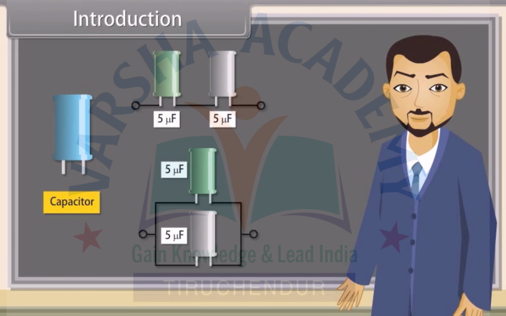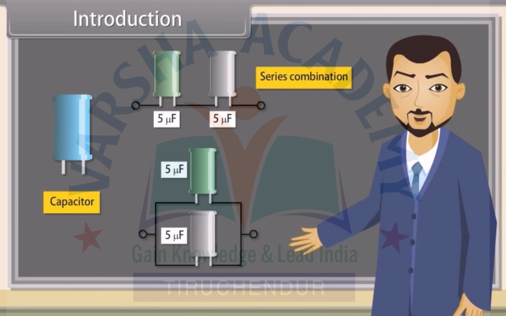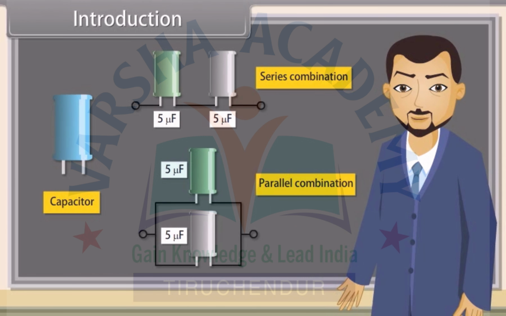Good question, Ajay. Let me tell you. In series combination, the reciprocal of the equivalent capacitance is equal to the sum of the reciprocals of the individual capacitances. However, in parallel combination, the equivalent capacitance is equal to the sum of the individual capacitances. Students, today we will study more about this in chapter Electrostatic Potential and Capacitance.